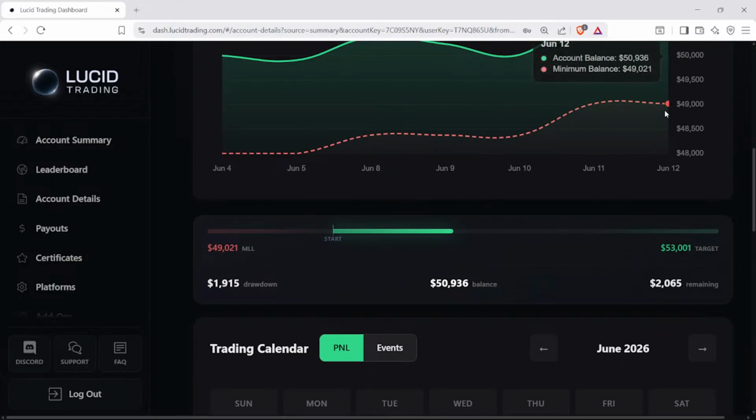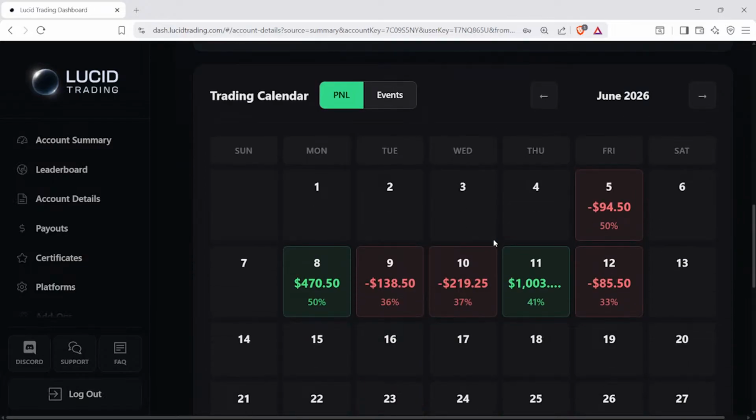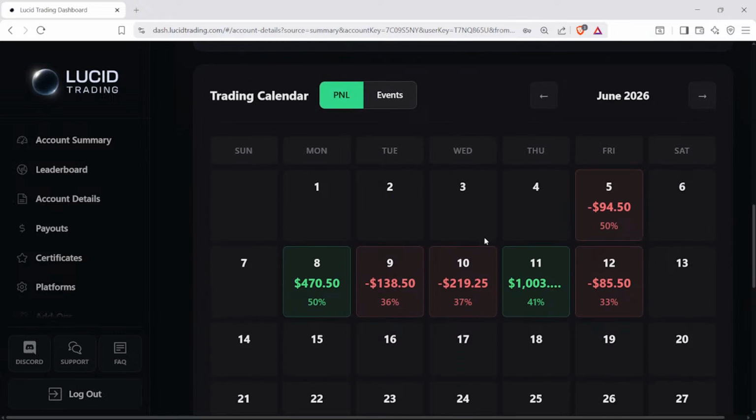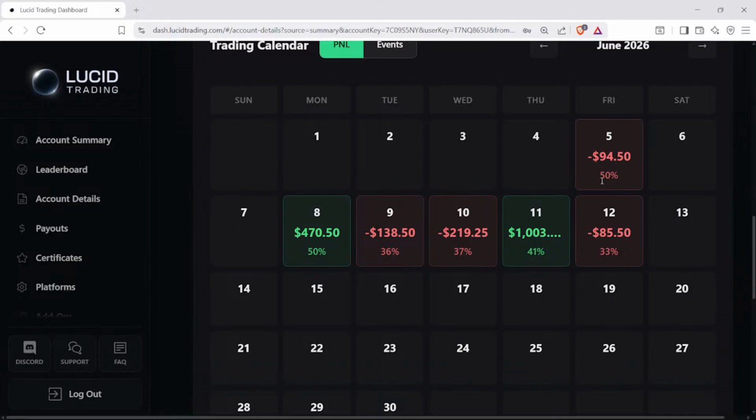My max loss limit is 49. Once I hit this 49.21, it's breached and I've got to start all over. And this is a little different than the other one, because of the slippage in the copy trading, and sometimes I forget to put the copy trade on.